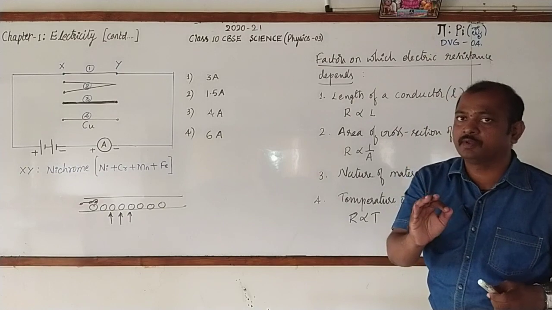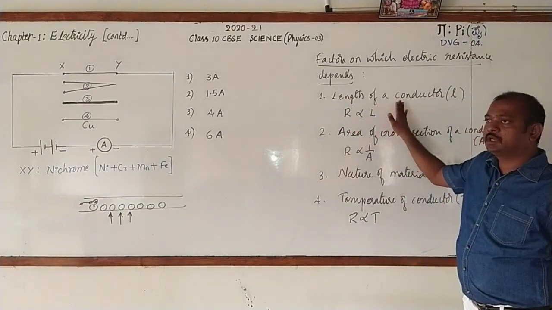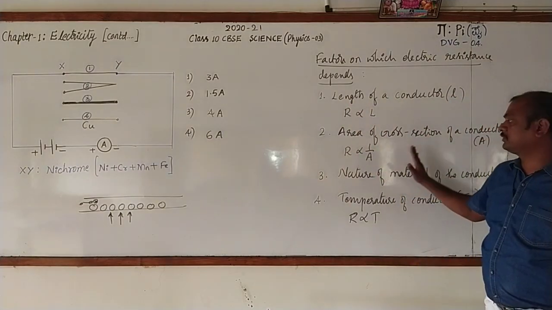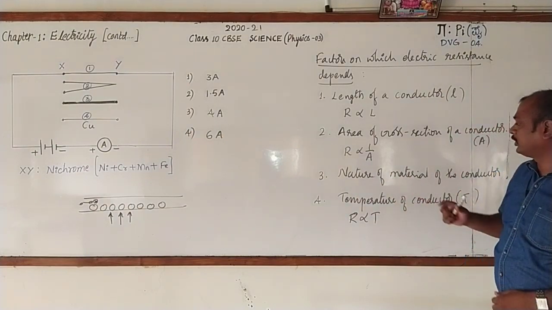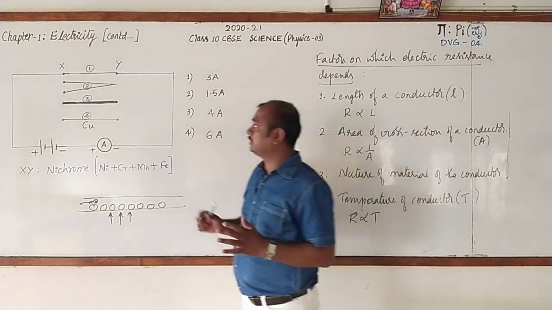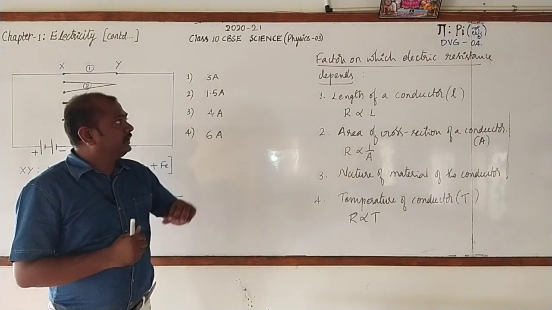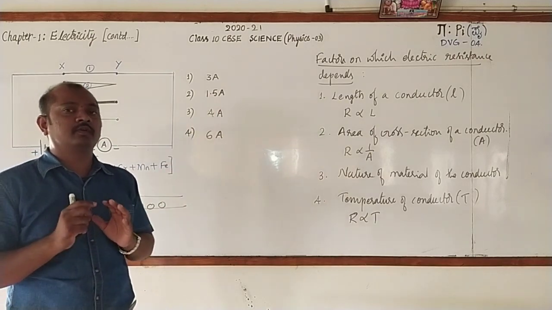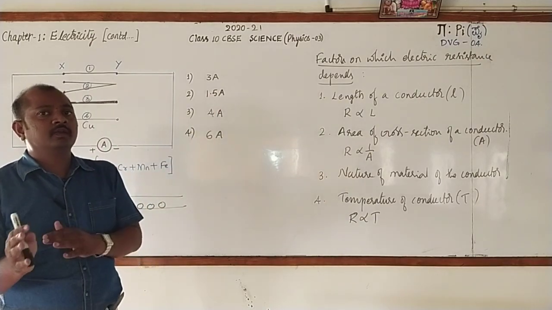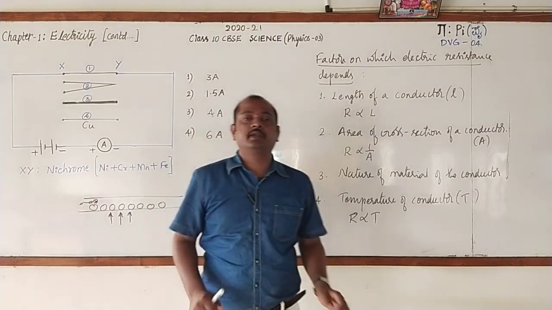Please do remember. First one is length of the conductor. Second one, area of cross section of the conductor. Third one, nature of material of the conductor. And fourth one is temperature of the conductor. When you are writing this, you have to pause the video, then please copy. Clear? So, now we are moving to another part of this chapter.